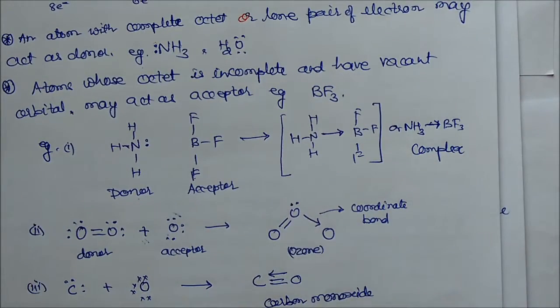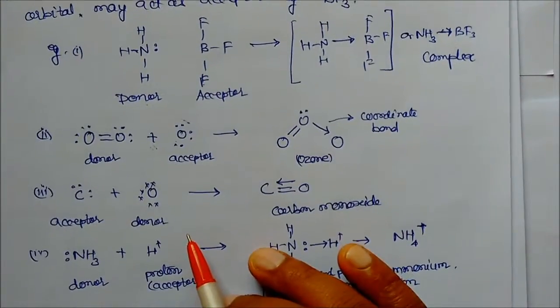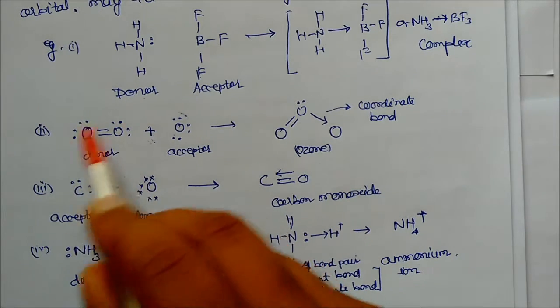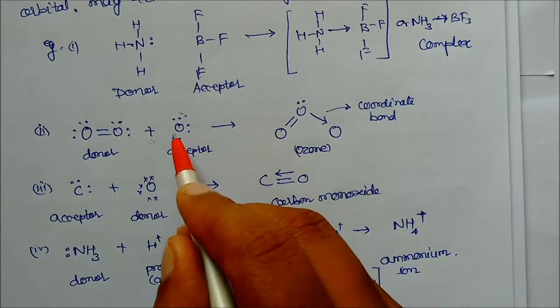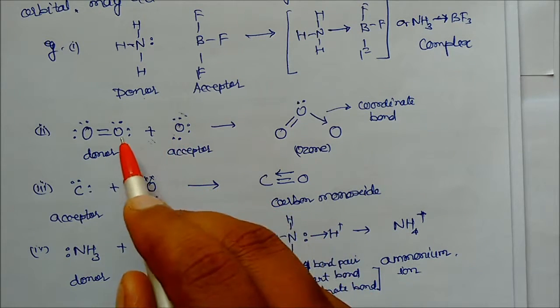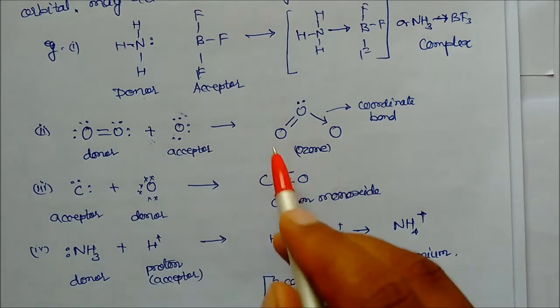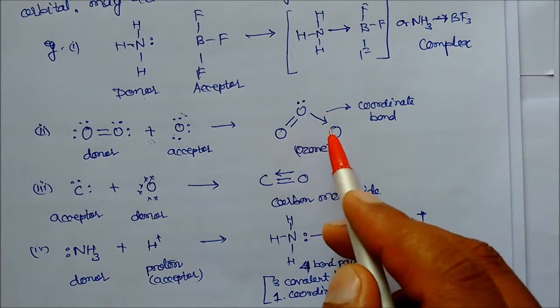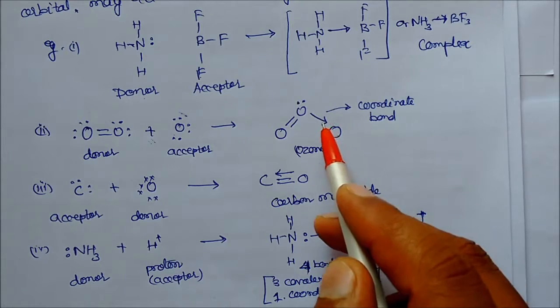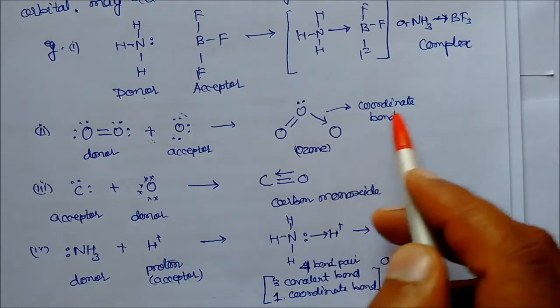Okay, so we see some more examples, like the oxygen molecule. In the oxygen molecule, this is a complete molecule. This is one oxygen atom, which has one less electron, so one lone pair can be given to this oxygen. You can see in this picture that one lone pair is given to this oxygen. This is shared, so this bond is called a coordinate bond.